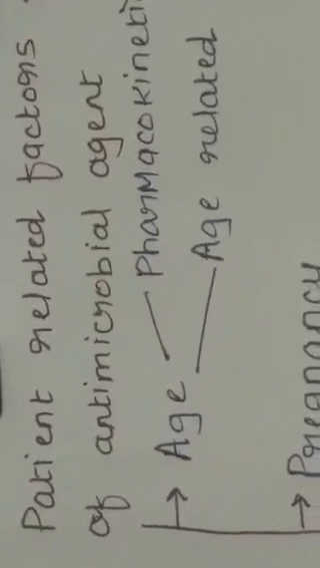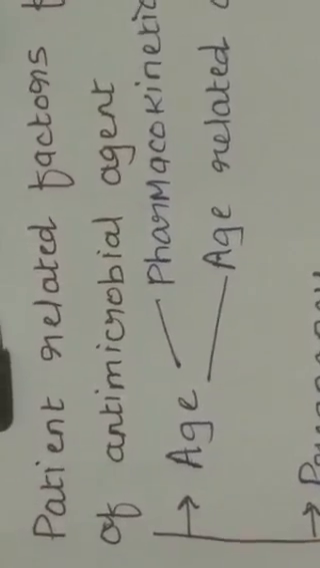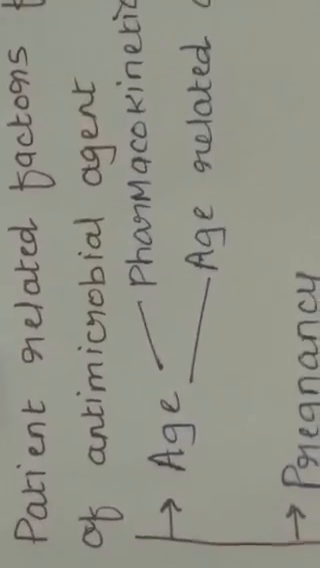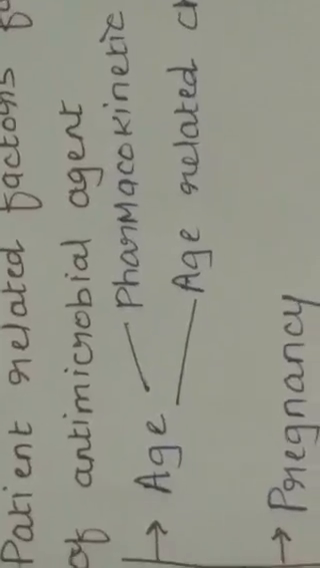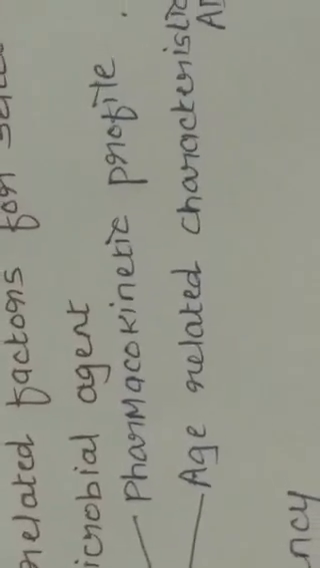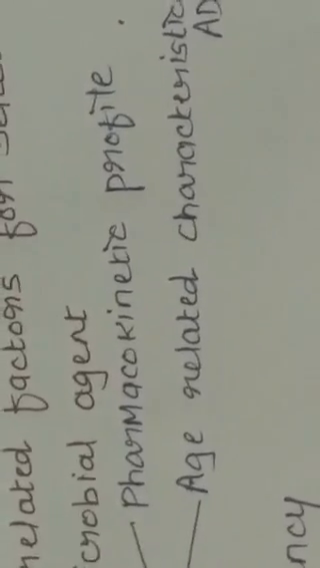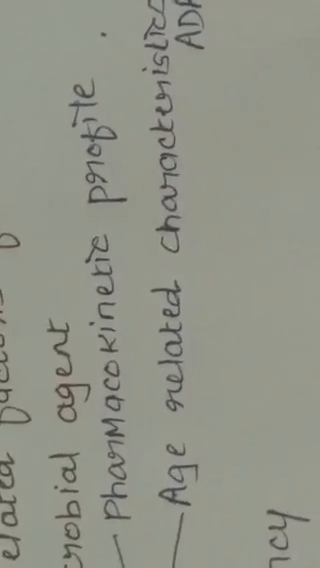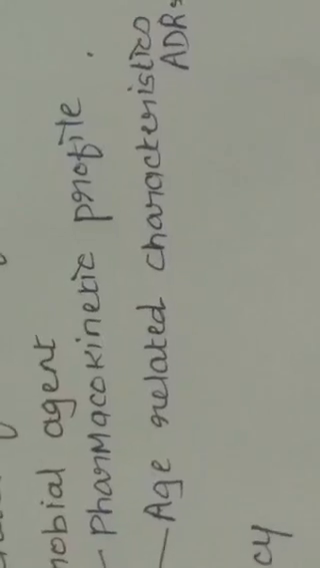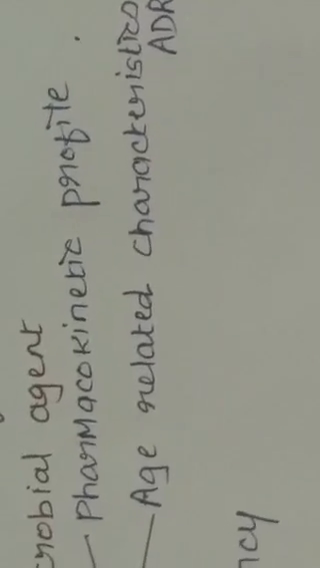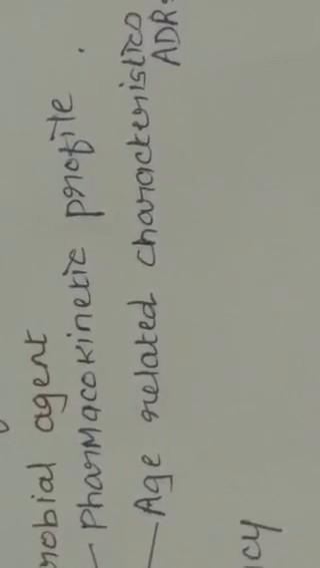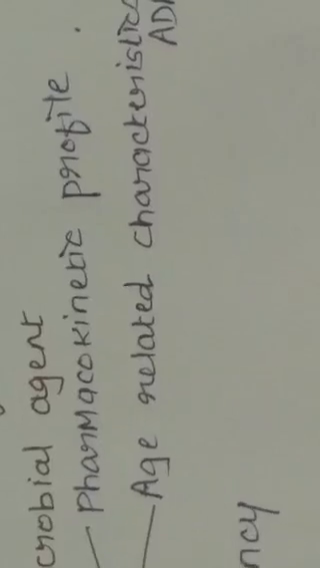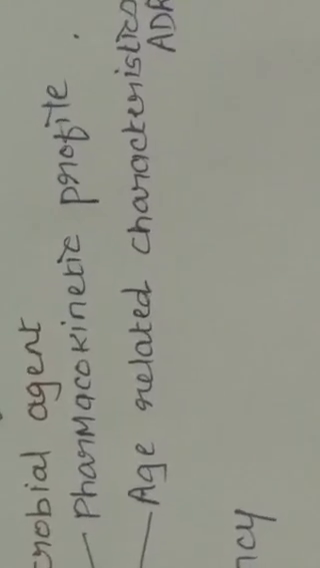Okay, so now first we will discuss the patient related factors, and in this the first and foremost is the age. Now in the age there are certain pharmacokinetic characteristics or limitations of the age group that will affect the choice of the antimicrobial agent, and there are certain age related specific adverse drug reactions of the antimicrobial agent. I am explaining you these 2 points by giving a specific example.